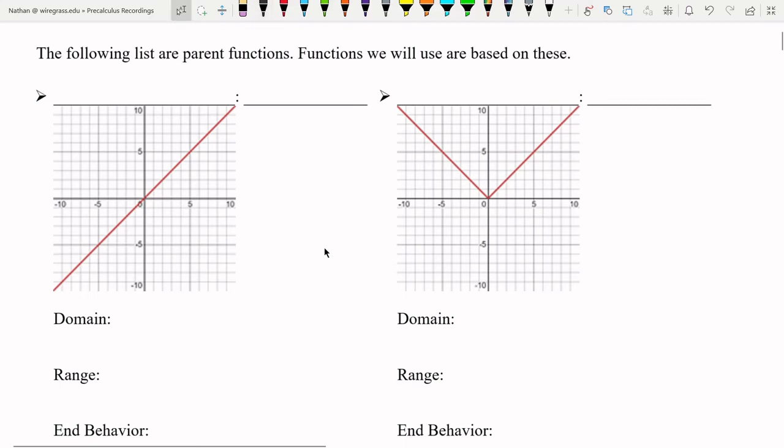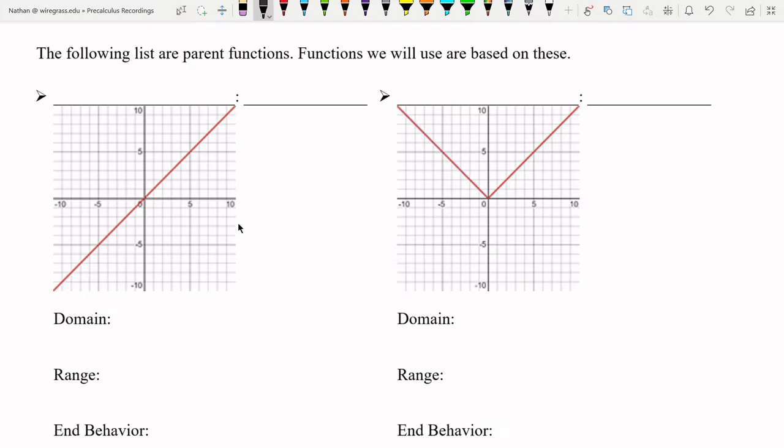The following list are the parent functions. Most of the functions that we see in this class are going to be based on these things. So understanding their very basic behavior and understanding what they look like is going to help knowing what to expect when using them.